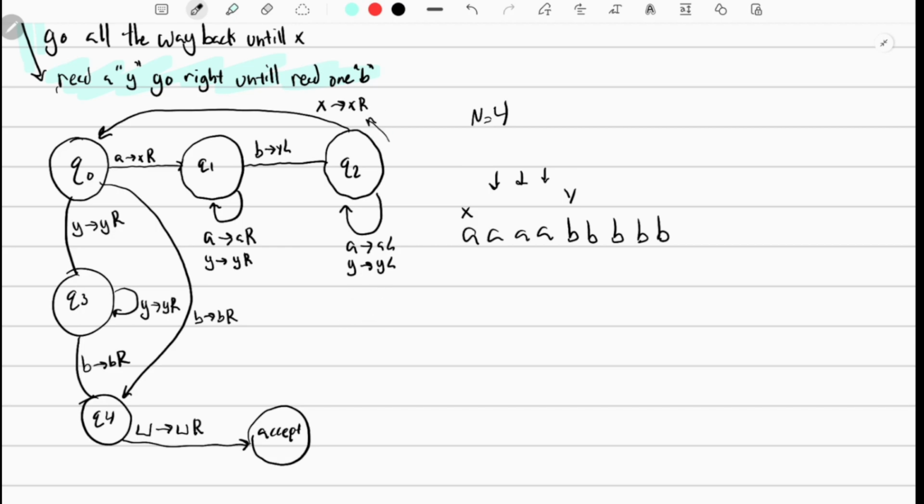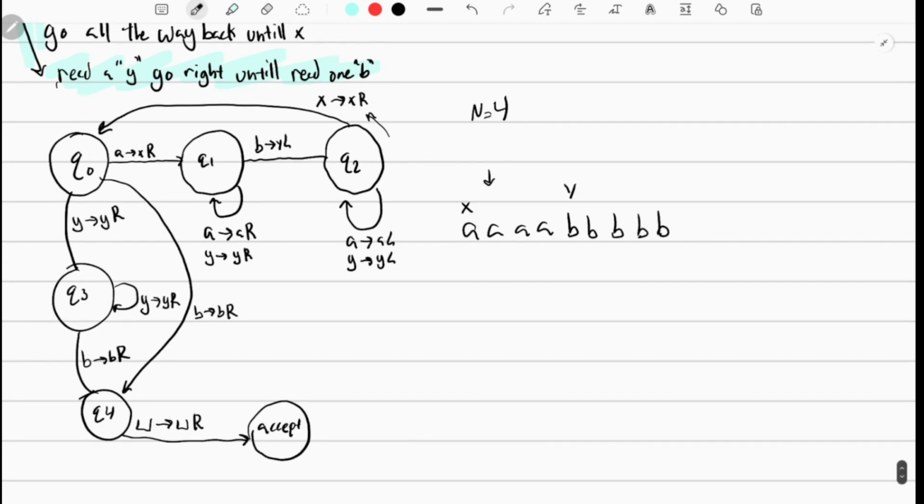It says if you see an X, write an X, move to the right. Oh, I forgot to write that. Now that's state 2 where we're at. If you see an X, write an X, move to the right. So now we're right here. Now we're back to Q0 and the loop starts again. If you see an A, write an X, move to the right. Right there. Back to this state at Q1.